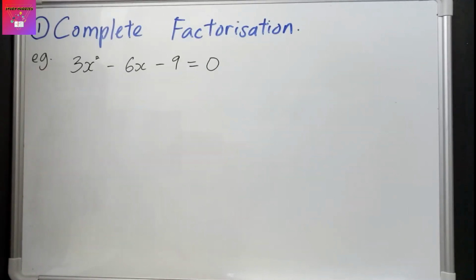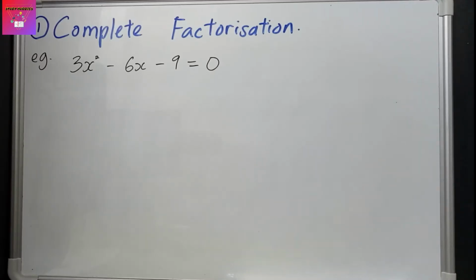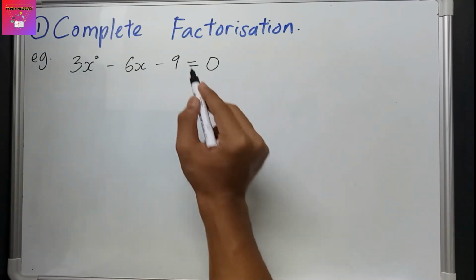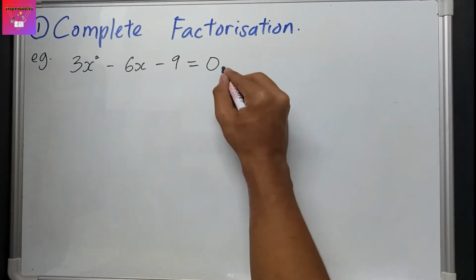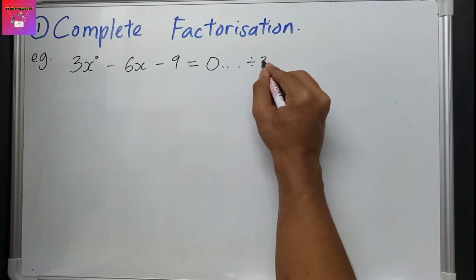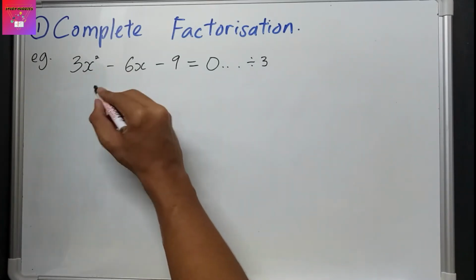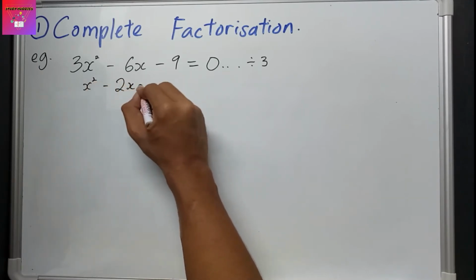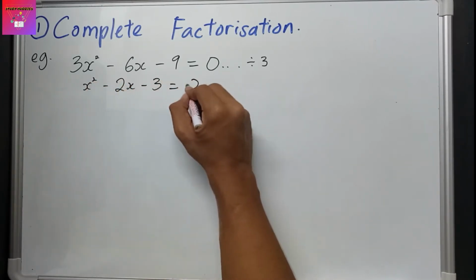Now first I'll be teaching you how to do the complete factorization method. Let's say we have this question: 3x squared minus 6x minus 9 equals 0. To solve this by complete factorization, first we have to simplify this equation. You can see that 3, 6 and 9 are basically multiples of 3. So we can divide the whole equation by 3, and thus we get a much simpler form, which is x squared minus 2x minus 3 equals 0.